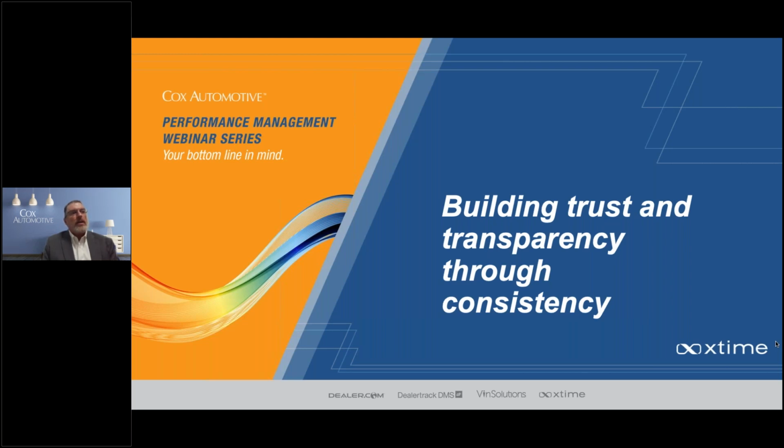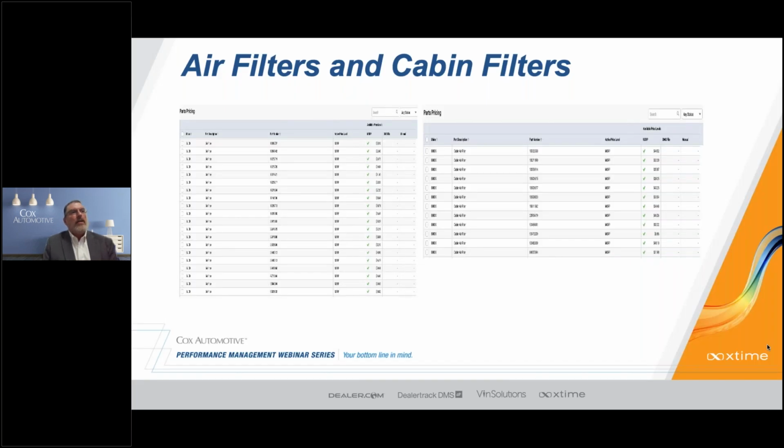So I wanted to go in and show you this for our cabin filters and air filters. As you can see here in front of you, we have the parts pricing list. We have every air filter that is in your OEM catalog that's going to end up on a menu. So we can go through and price those individually. And then from there, they're attached to that VIN.